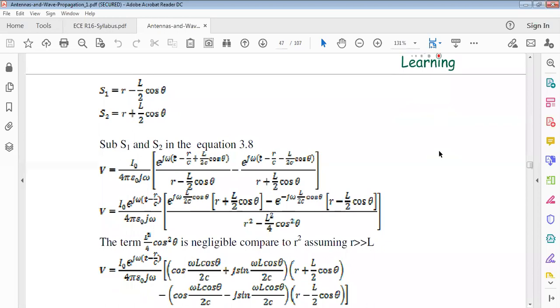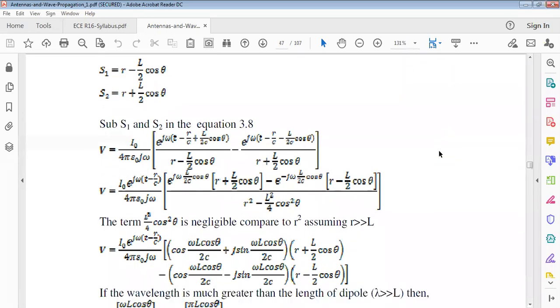From those two potentials and from the Maxwell's equations, we have to derive the expressions for ER, E theta, E phi, HR, H theta and H phi components. What are the components? ER is the electric field in the direction of R, then the electric field in the direction of theta, and in the direction of phi. Similarly, the magnetic field components HR, H theta and H phi. We have to derive the expressions for those parameters.